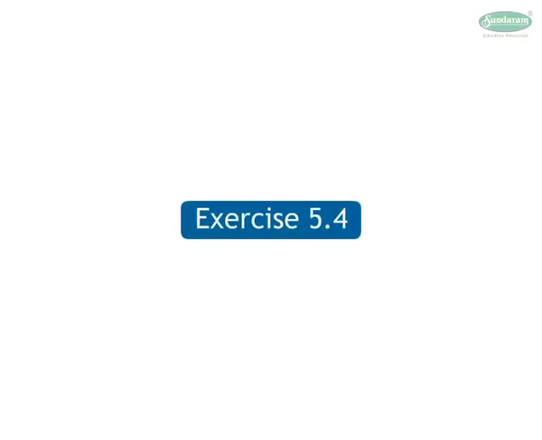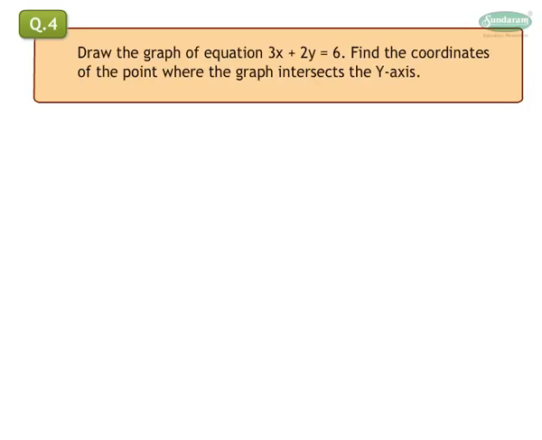Exercise 5.4, Question 4. We now move ahead with the following problem. Draw the graph of the equation 3x plus 2y is equal to 6. Find the coordinates of the point where the graph intersects the y-axis. Step 1. We shall first express y in terms of x by using the given equation. We get y is equal to (6 minus 3x) upon 2.